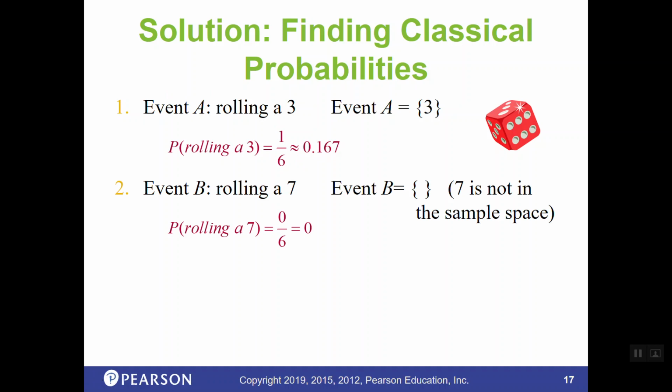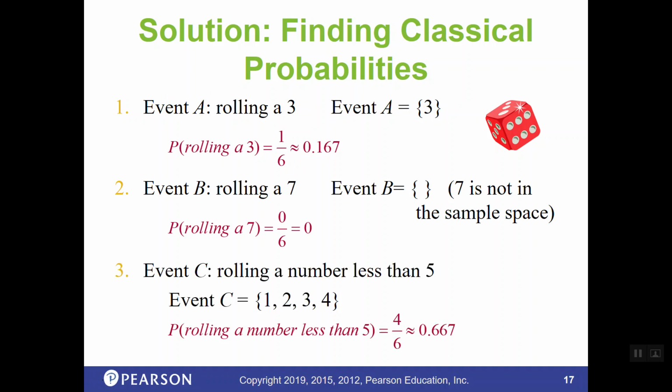So 7 is not in the sample space. Therefore, 0 divided by 6 is 0. Nada.